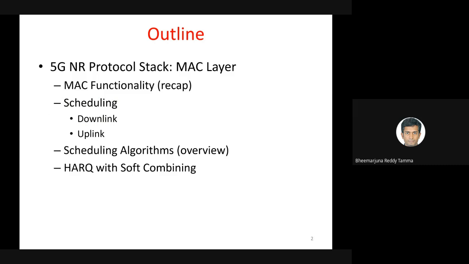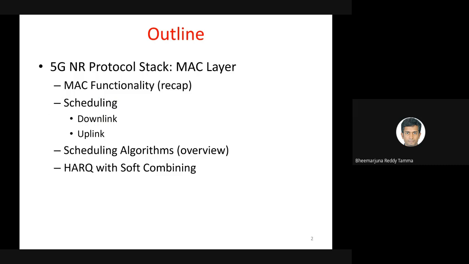Then we'll look at how, in 5G, downlink and uplink scheduling is done. I will show you with a couple of illustrations how scheduling takes place, where the base station is the one which does the scheduling for both the downlink and uplink case.